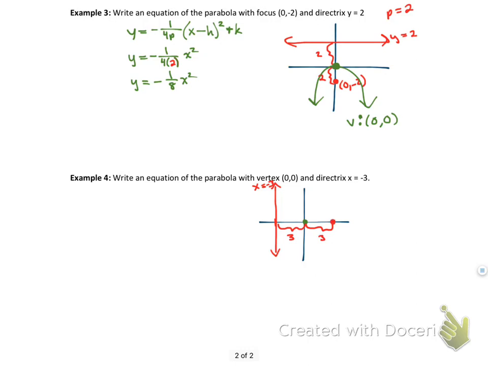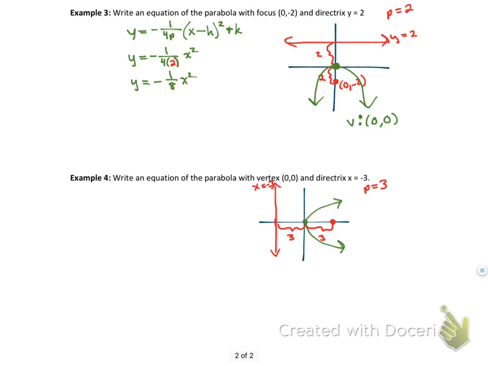Now, I don't have to know what the focus is. I need to know that p is 3, because that's the distance between the vertex and the focus. I also have to know and realize, well, hey, my parabola is going to open around the focus, so it's going to look like this, away from the directrix. Again, I don't want my parabola to run into the directrix. That would be very bad.